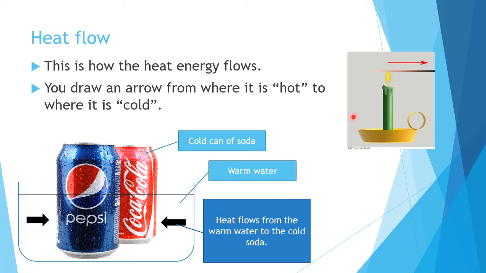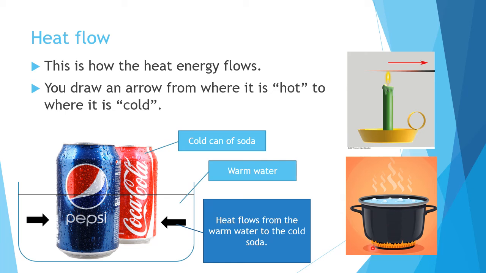Another example: there is a candle and on top of it an iron rod. Here is where it is heated, so this is where it is hot. Anywhere away from this is cold. So the heat flows from here going to where it is colder. Okay, I hope that's enough. I wish teacher could explain in front of you, but hopefully the video is enough.